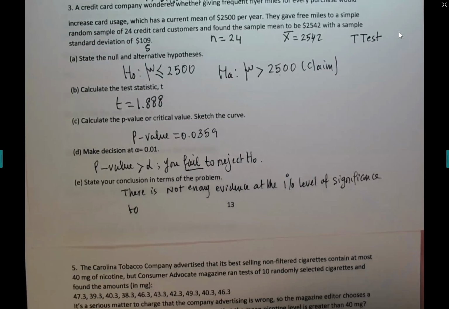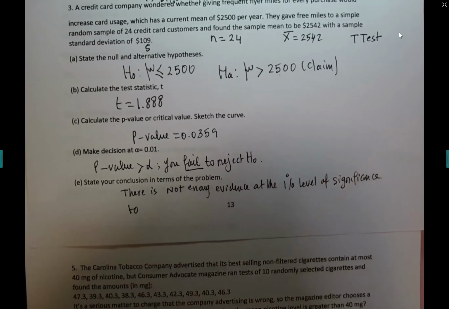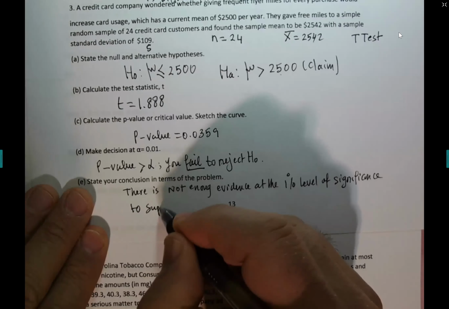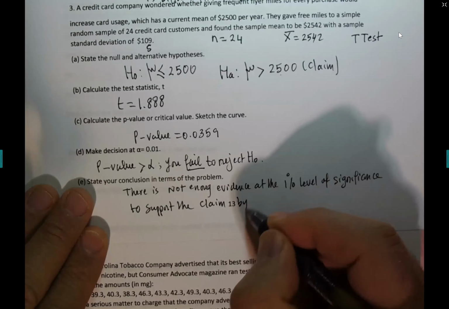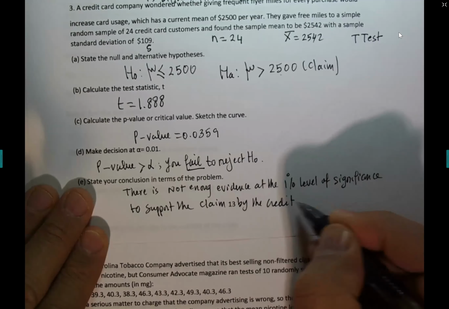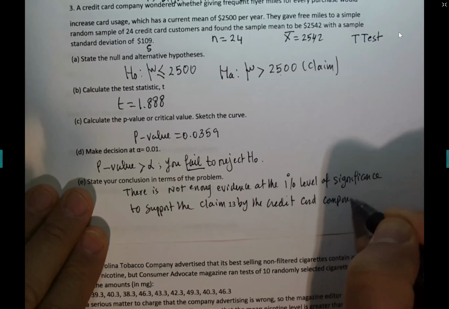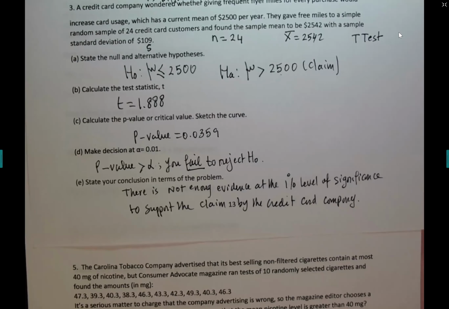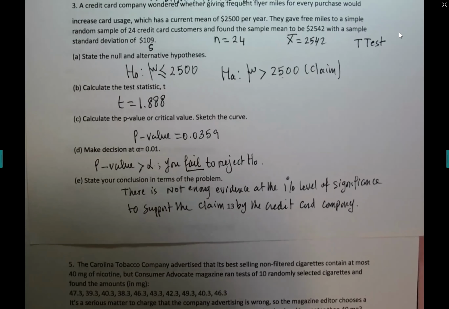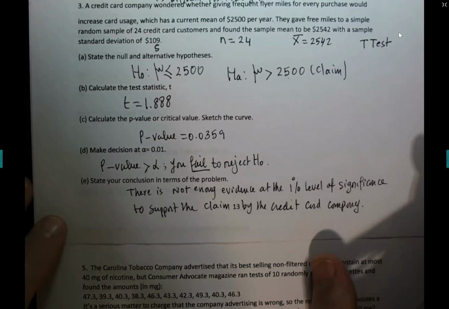And when I don't support something, it doesn't mean I reject it. I just don't have enough evidence to support it. That's all I'm saying. So to support the claim by the credit card company. That means the credit card company should go back and revise their offer. It's not working. They're giving incentives to people to increase usage of their credit card, but people are not using it as much. So probably they should discontinue this program.